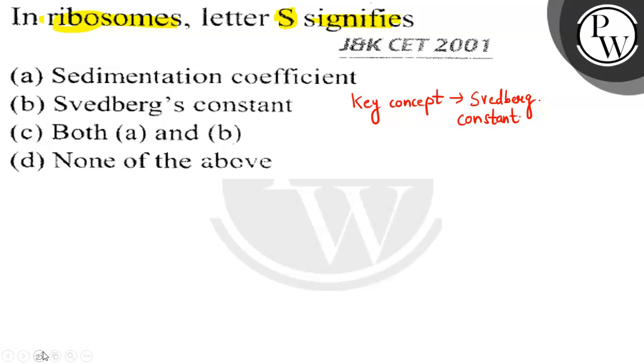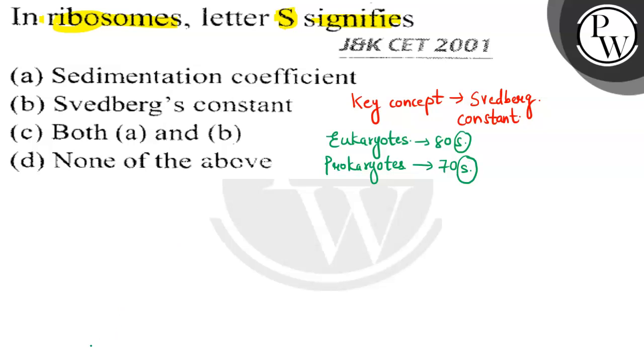Now, if we talk about ribosomes, they can be found in eukaryotes and also in prokaryotes. In case of eukaryotes, we have the 80S structure of ribosome, and in case of prokaryotes, we have the 70S structure. Now, we have to say what this letter S signifies or denotes.